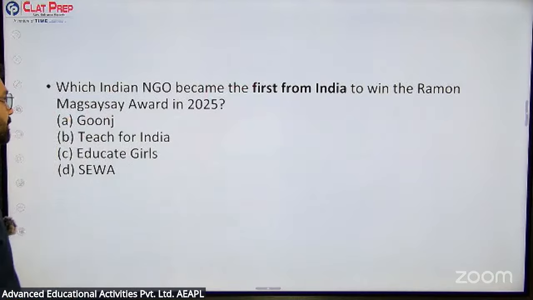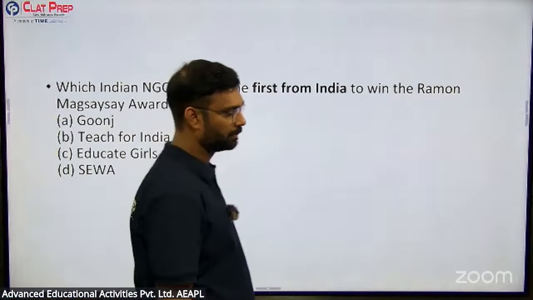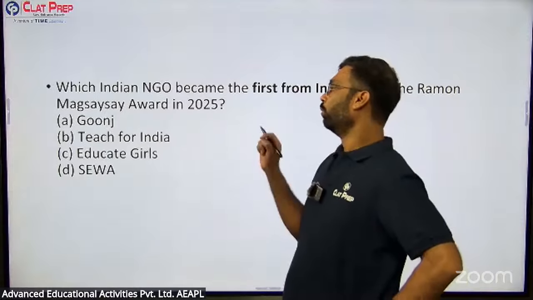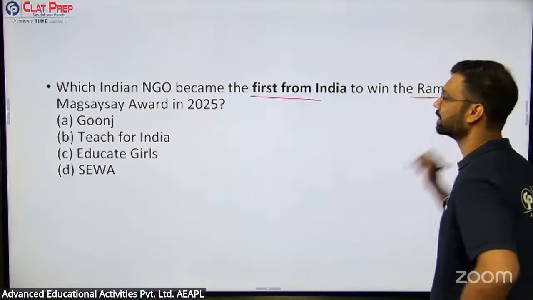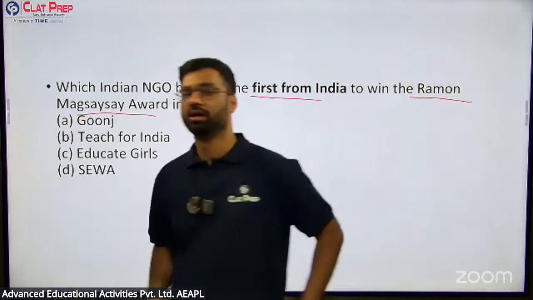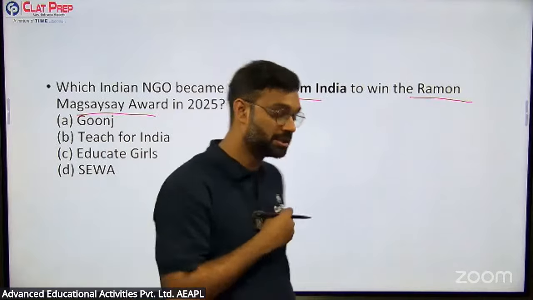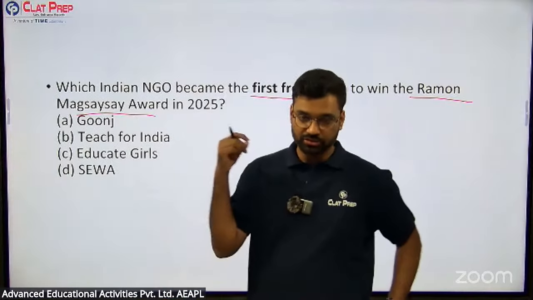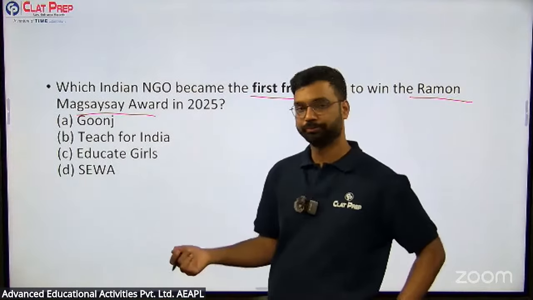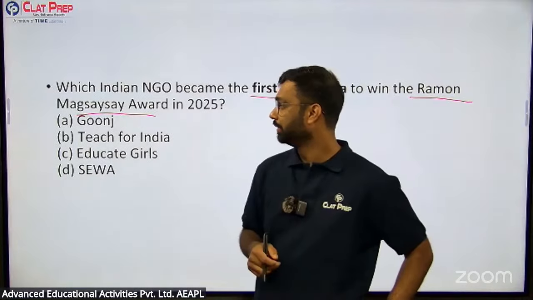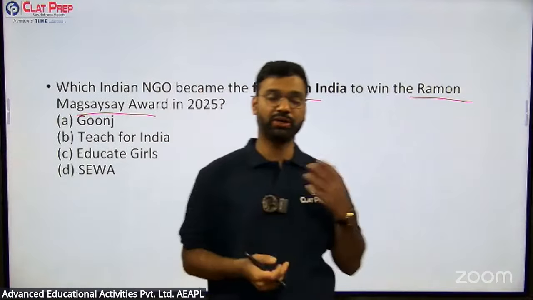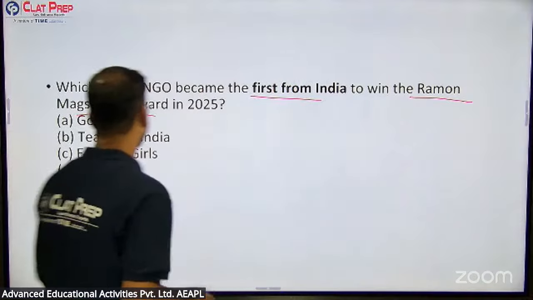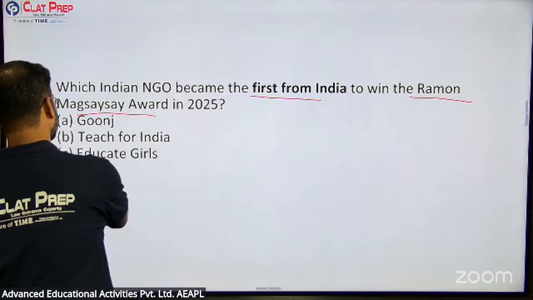The statement-based question. Now, next question, again a factual question, hyperfactual question. Which Indian NGO became the first from India to win the Raman Magsaysay Award? Now, it is considered one of the most prestigious awards in Asia. In fact, it is also known as the Nobel Prize of Asia, right? So it's a very important award, and this time an Indian NGO has gone on to win this award, right? And the NGO which has won the award is Educate Girls.